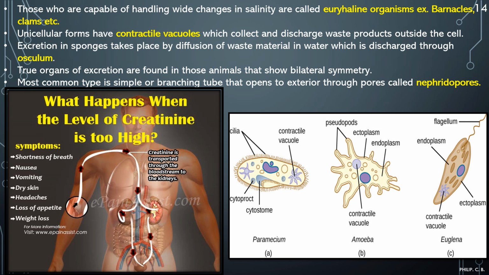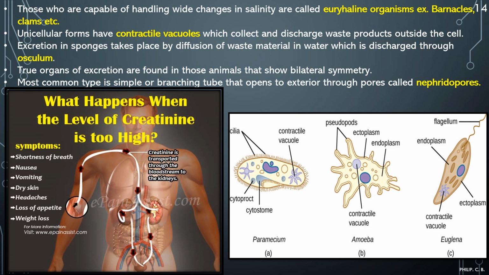Unicellular forms have contractile vacuoles which collect and discharge waste products outside the cell. Excretion in sponges takes place by diffusion of waste material in water, which is discharged through the osculum. Now in the case of hydra or sponges, it is removed through the osculum, whereas in the case of unicellular organisms, as you can see in the image, paramecium, amoeba, etc., contractile vacuoles are present, which help in the discharge or removal of waste product.